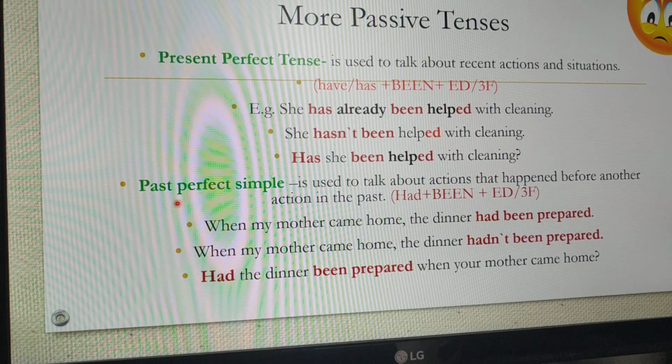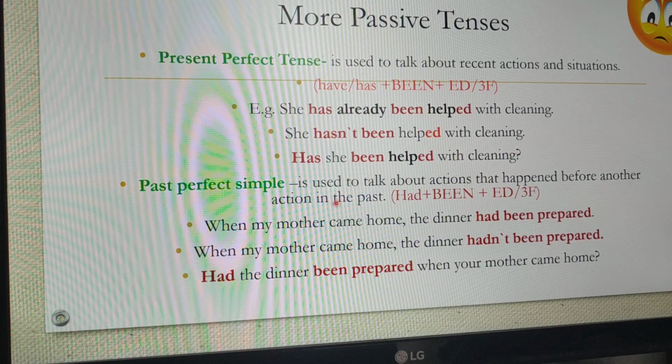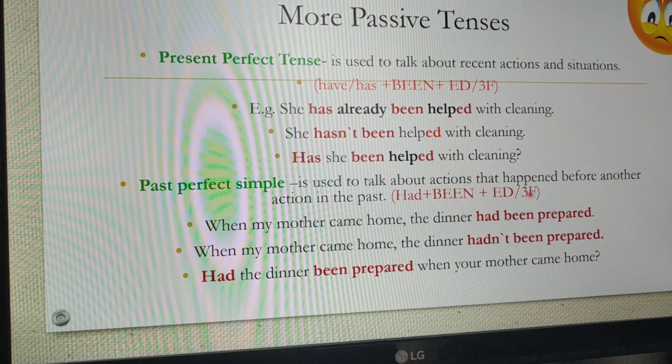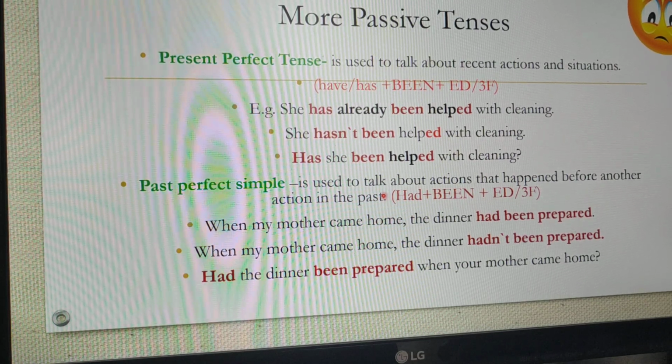Next one, past perfect simple is used to talk about actions that happened before another action in the past.